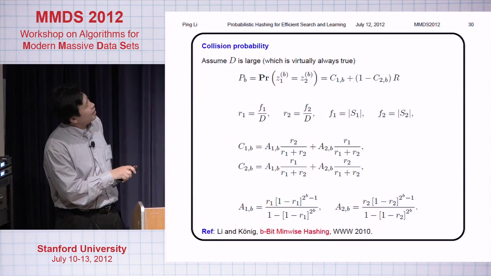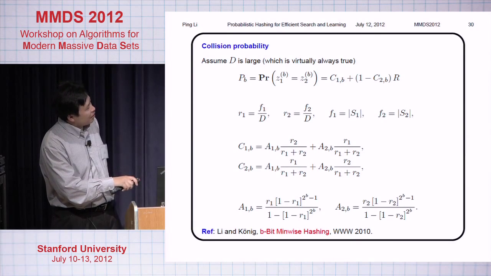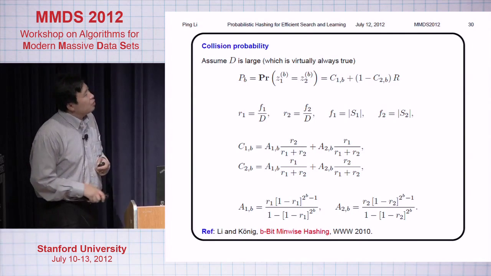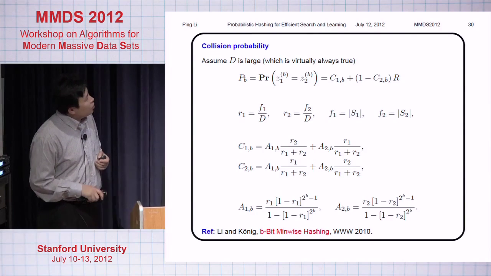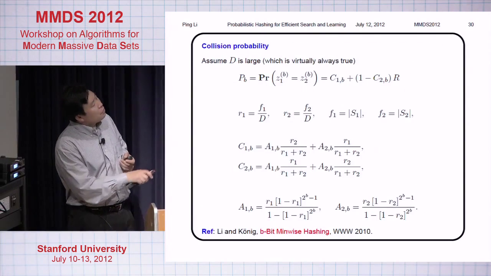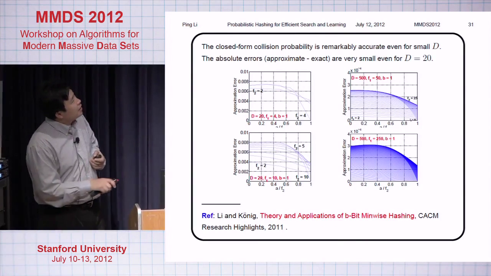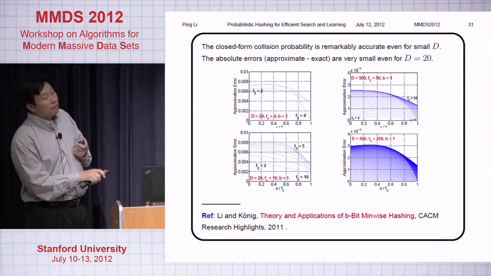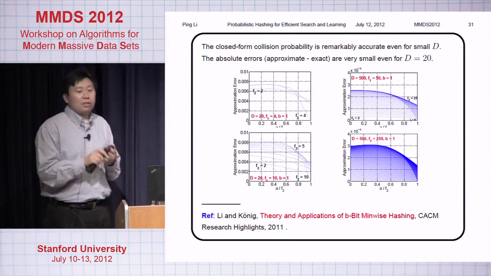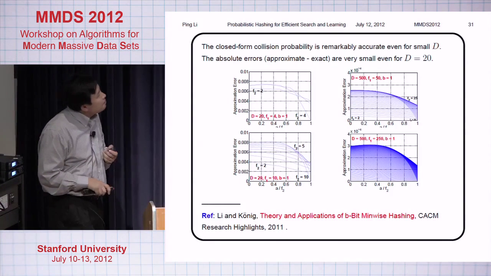Basically, the formula has to do with the relative size of the sets. Then you define the two constants, and then you can compute C1 and C2. We have the reference that shows how we derive them. And we also did simulations for small d. This is a closed form, but if you want an exact solution, there's no closed form, except for small d, where you can actually compute it exactly. We can see that even though our proof requires d to be very large, which is true anyway, even for small d, the error is less than 0.01. So it's a very accurate formula. And we have these plots in the research highlight paper.